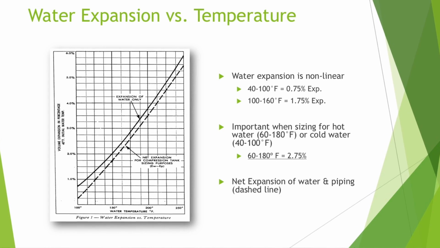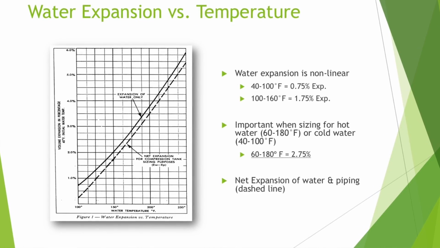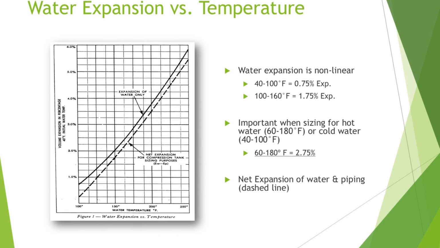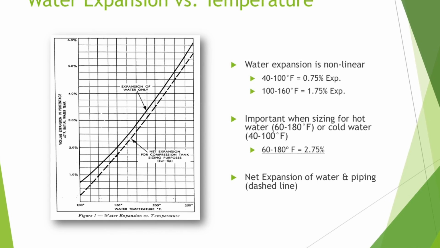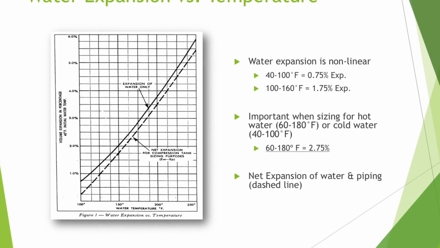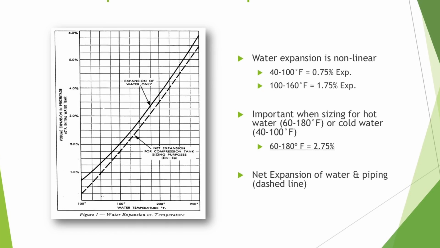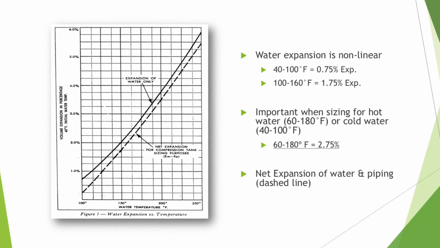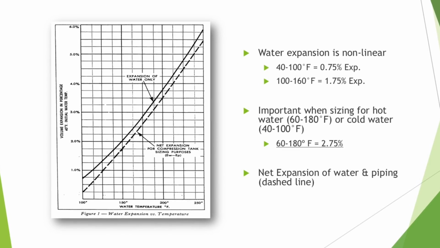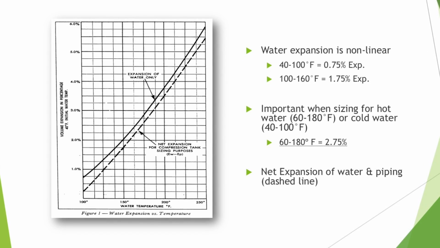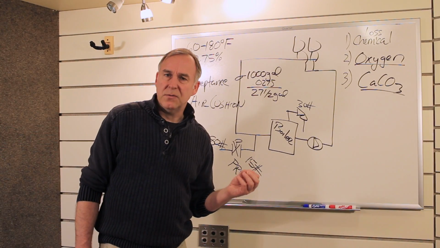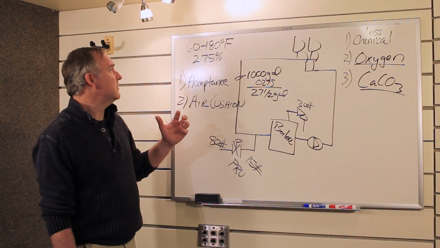If you look at this diagram, there are actually two lines on there. One shows the expansion of water, and one shows the net expansion. Unfortunately, the pipe does not expand as much as the water is expanding, so you still need some way of accommodating that expansion. However, it does decrease the amount of expansion compensation that's going to be required. That's what's called the net expansion of water. It's about a 0.25% difference.